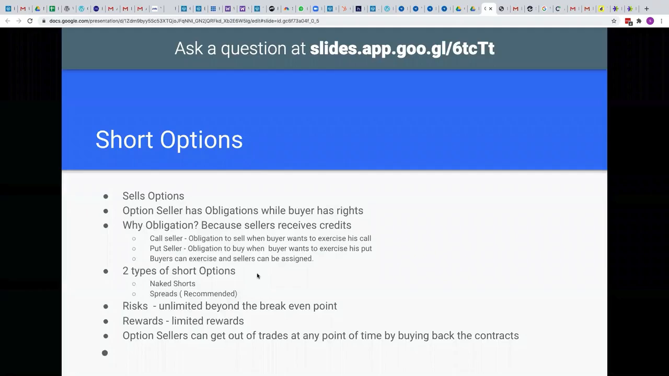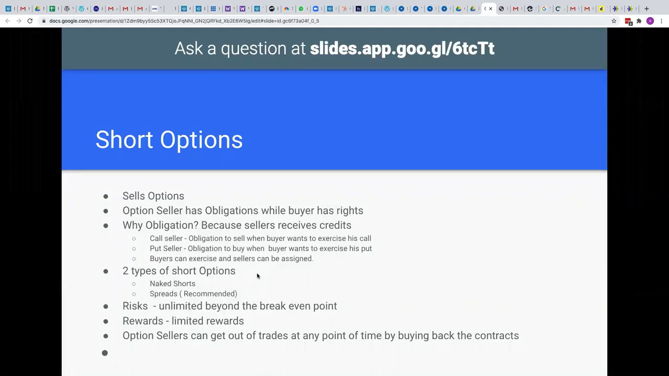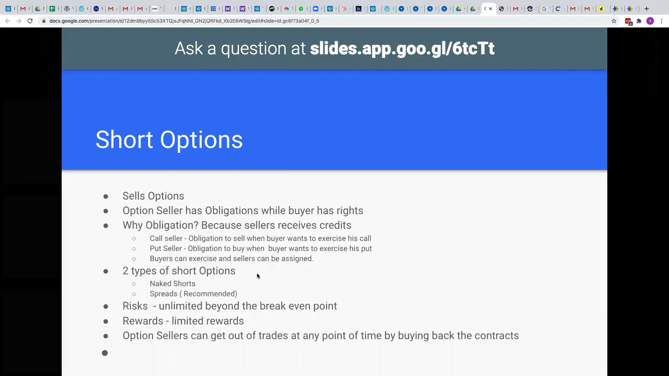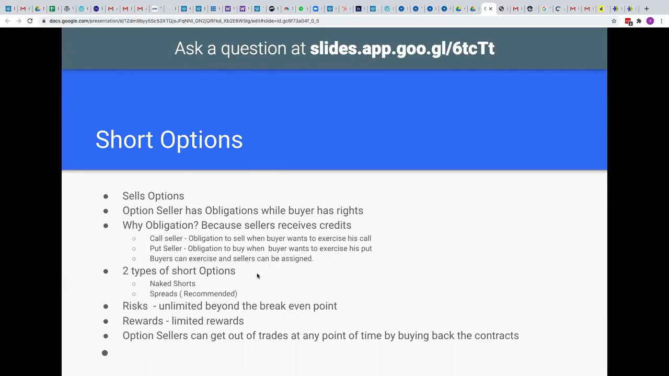Now there are two ways you can short an option, right? In short also there are short calls and short puts. Short calls are the opposite of the long call. You are betting that the stock will remain low. Whereas the short put is the opposite of the long put. You are betting that the stock will remain above a certain price.